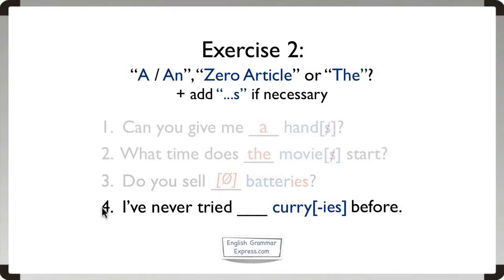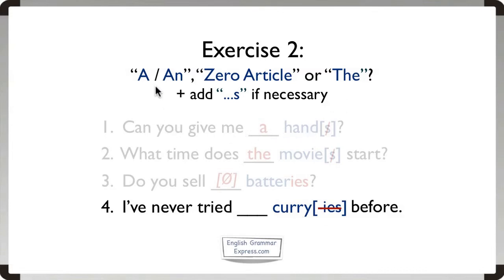Sentence number 4 now. I've never tried something curry before. As before, first question, what is the noun? And that's curry here. Next, are we talking about curry in the singular or in the plural? Now, curry is usually uncountable, so we can't put it in the plural. Next question, are we talking about curry, which is uncountable, in general or in particular? If we're talking about it in general, we're going to be using zero article. If we're talking about curry, uncountable, in particular, we'll use the.